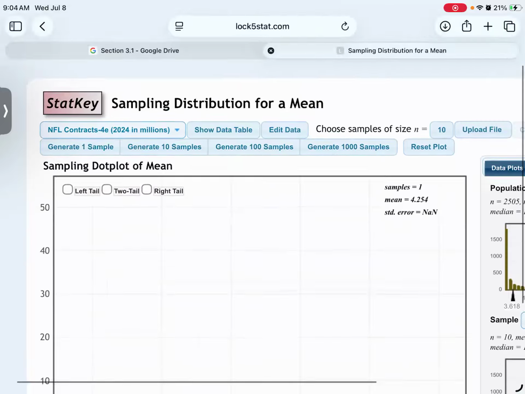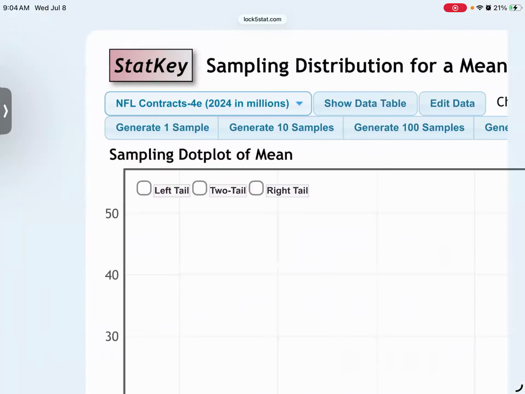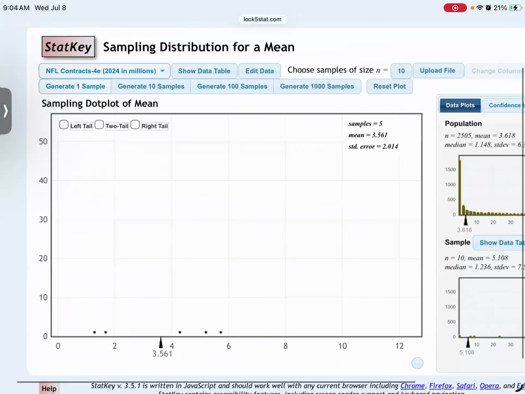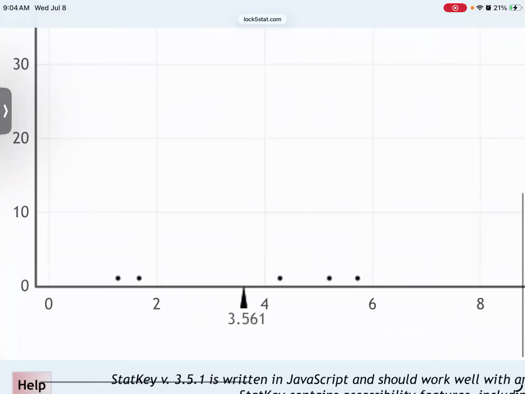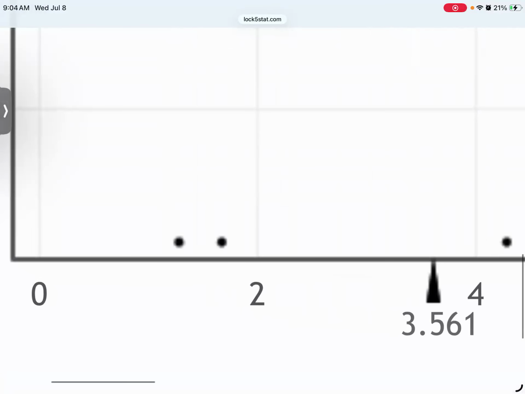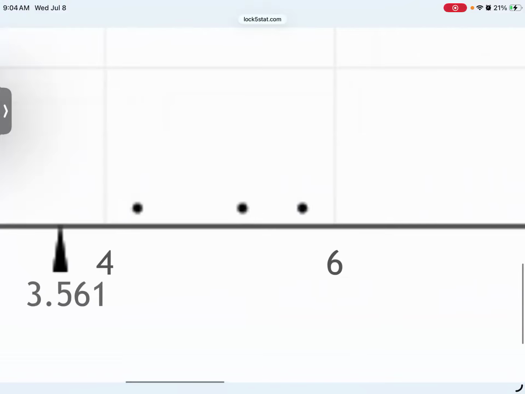I want you to go here and click generate one sample 4 more times. In other words, do a total of 5. Let me see if I already did it. Yeah, I'm going to just do it. I did one there. I'm going to do another one, and another one. At that point, I've got 5 samples, and there they are. Now, you can see from mine that I've got some that are guessing a little under 2 million. You can see that I've got some that are about 4, 5, almost 6 million.